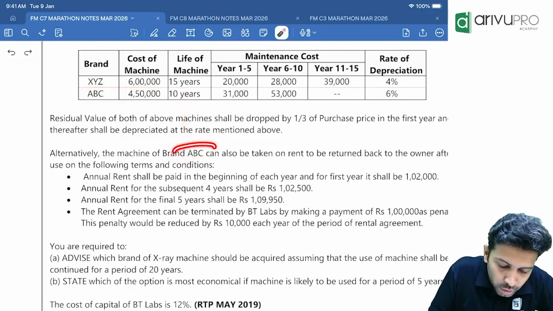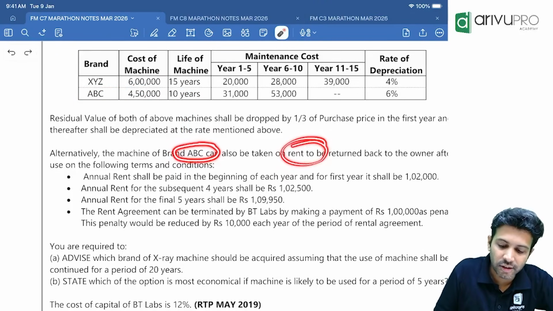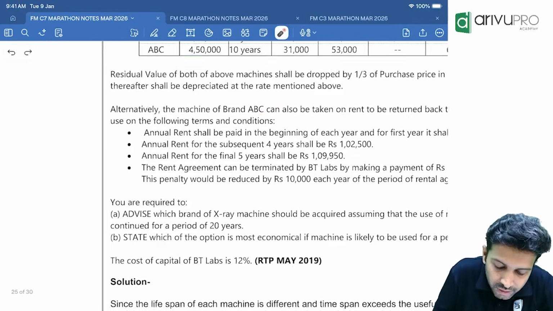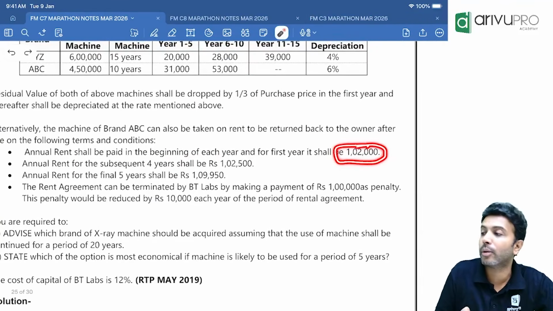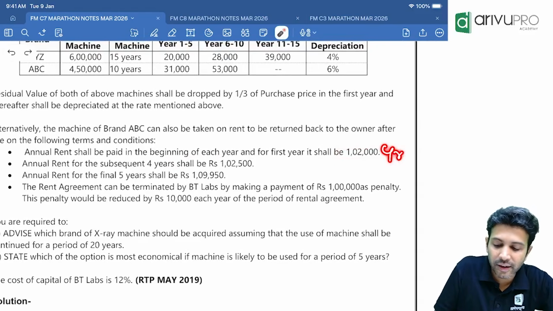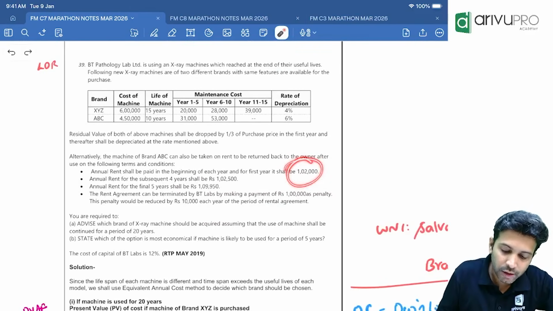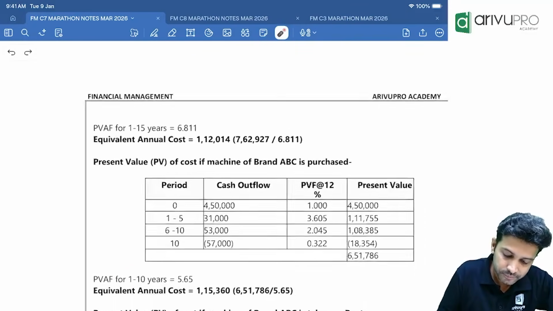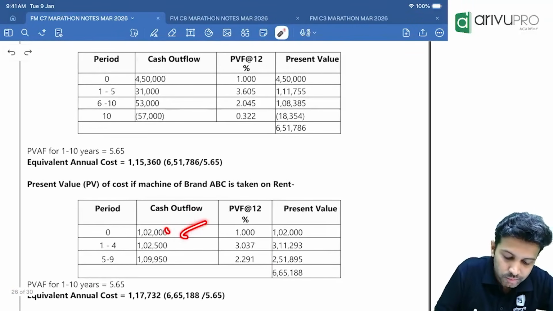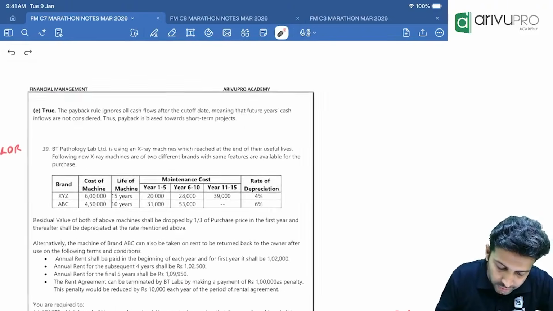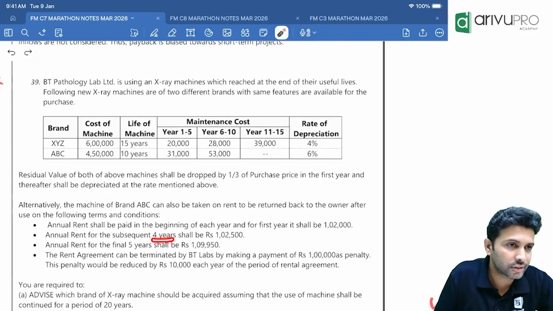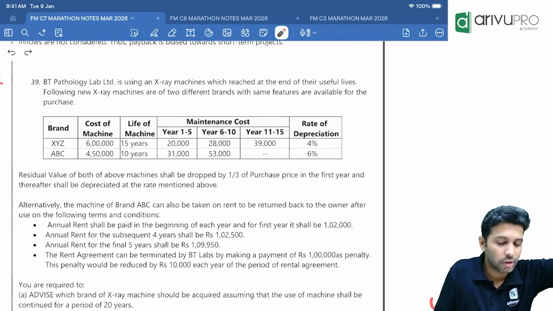Now, if you want to take ABC on lease, the annual rent shall be paid at the beginning of each year. First year, how much rent will you pay? 1,02,000. When will you pay? End of year 1 or year 0? So check: year 0, you should take 1,02,000. They take year 0, 1,02,000. Then for the next how many years? Next 4 years.